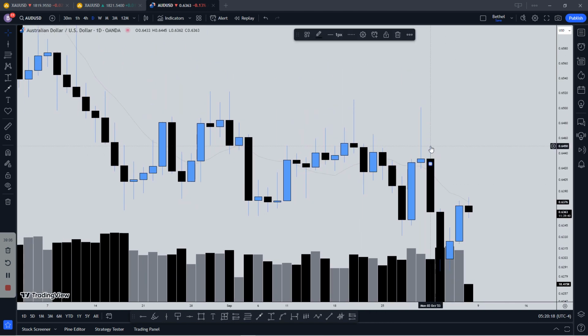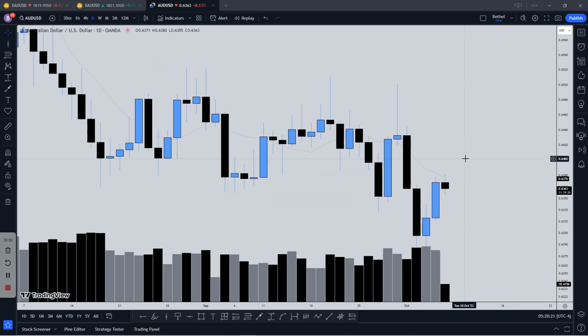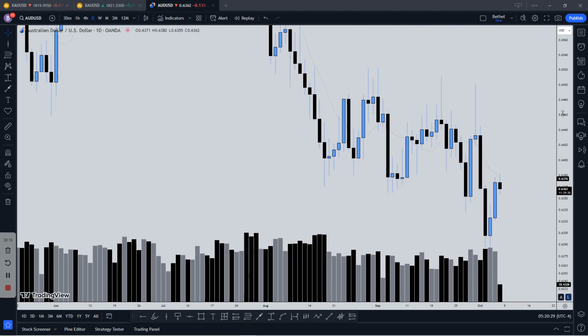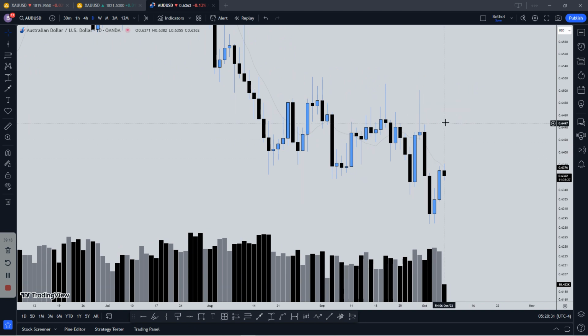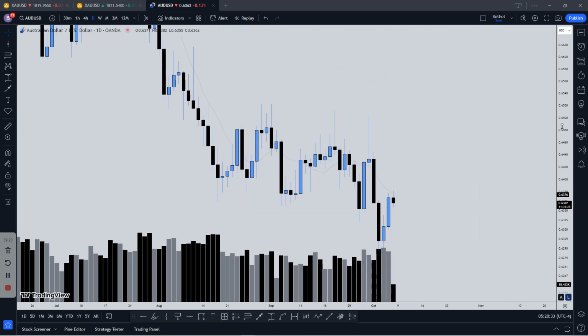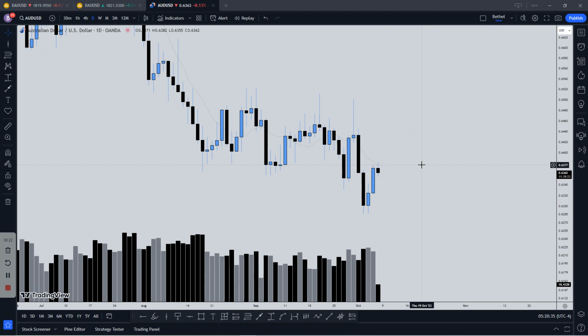If I can explain a little thing here, looking at these candlesticks, they indicate the behavior of buyers and sellers in the market. That's what a candlestick indicates, the behaviors of buyers and sellers. This will tell you how the sellers reacted to this market and how the buyers reacted to this market.